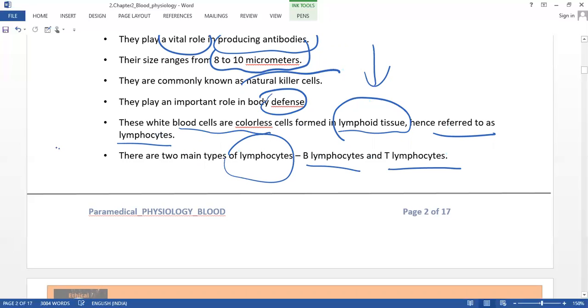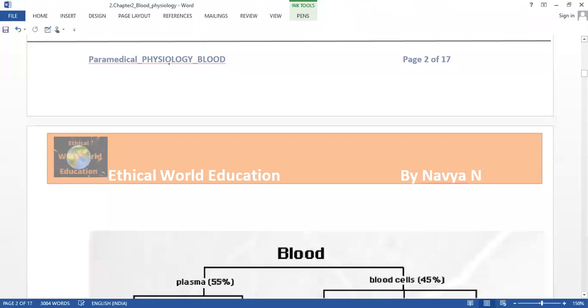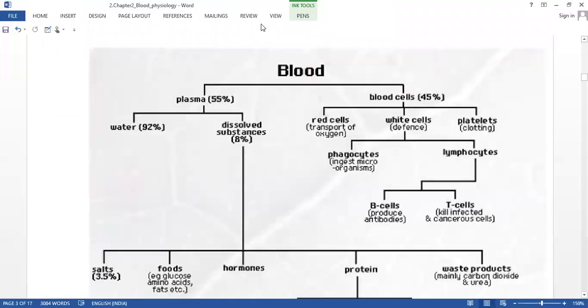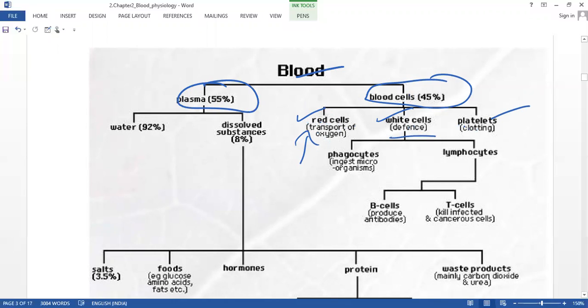B and T lymphocytes. Lymphocytes are nothing but WBCs. As we already discussed, blood is 55% plasma and 45% blood cells. Under the blood cells come the red cells, the white cells and the platelets. Red blood cells help in the transportation of oxygen. White cells are for defense, and platelets help when a part of the body is damaged, recovering it easily through clotting of the blood.